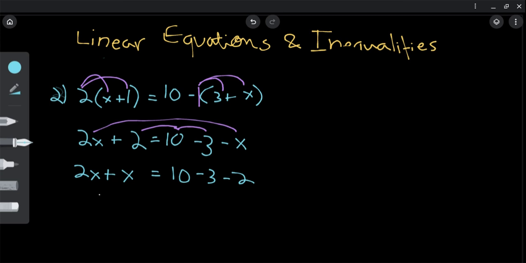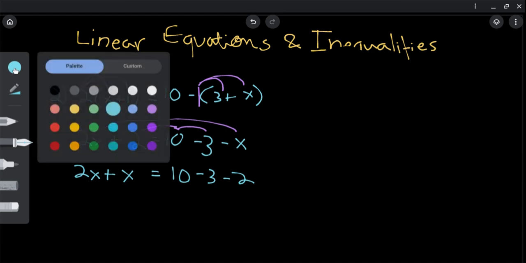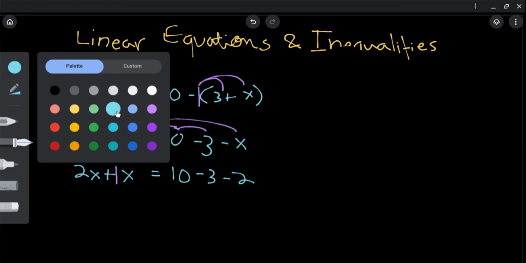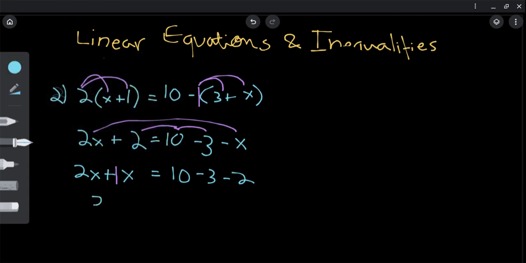And now we are going to add or subtract the like terms together. So 2x plus 1x plus x is going to be 3x. Remember, because we have an imaginary 1. So it's 3x equals 10 minus 3 minus 2.